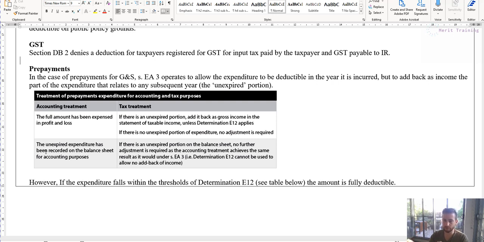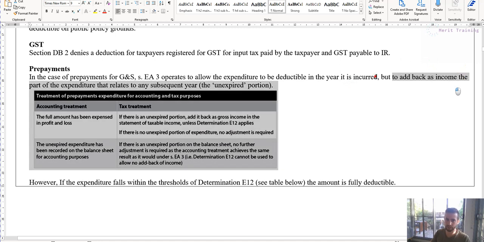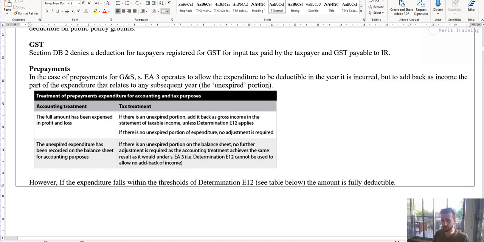And that remaining part, the last 12 months, is the unexpired portion. So generally on an accruals basis, you don't get a deduction for the unexpired portion. So basically how that operates in practice is same result, but the process you do is a little bit weird. Under section EA3, you allow the entire deduction to be deductible, so you get the entire 24 months deducted in the first year, but you have to add back the remaining unexpired portion into income. So basically you get a 24 months deduction but add 12 months of income in your return. Has the same effect of only getting a deduction for 12 months, but in a weird way.